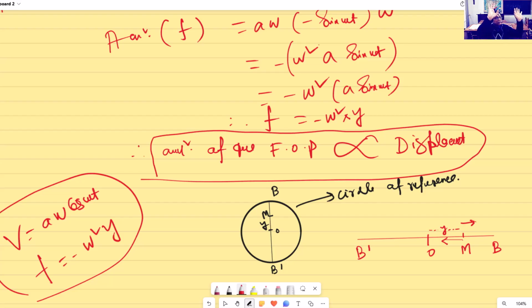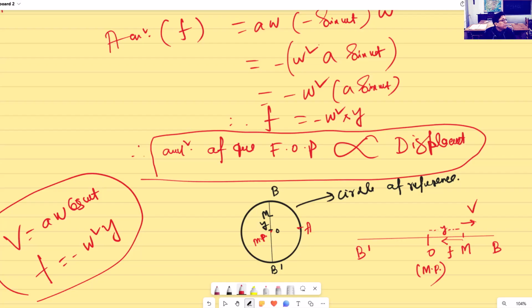Now forget about the circle, just the circle of reference. You just remember this special type of motion where acceleration is proportional to displacement and directed towards the rest position. This is the rest position. The particle started from here, no? This was the center of the circle. This we can refer to as the mean position. Mean position is here. So the particle is going towards the right with some velocity, but acceleration is directed towards the mean position.